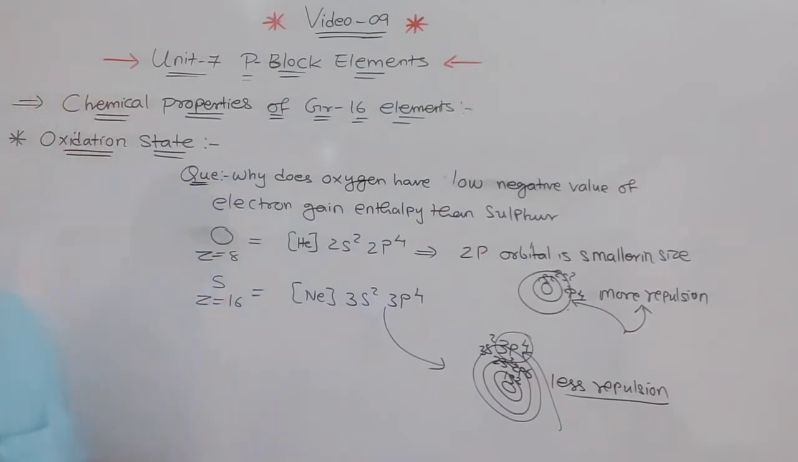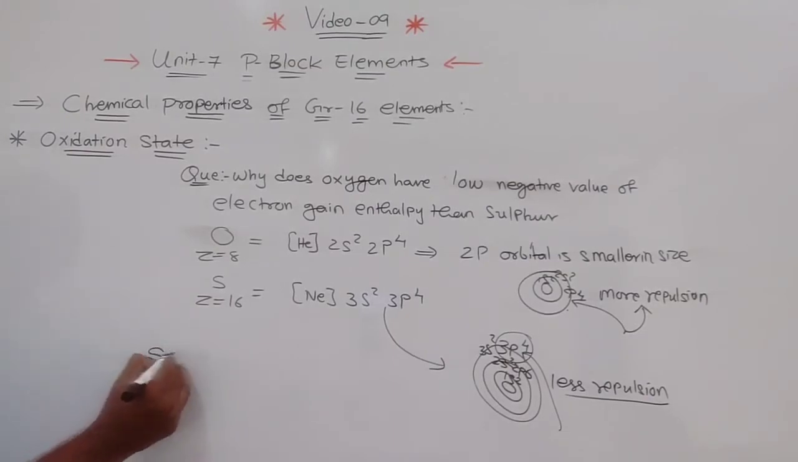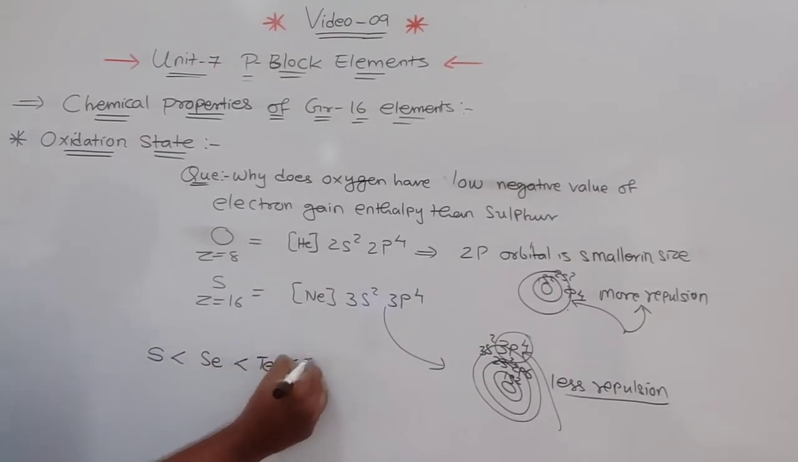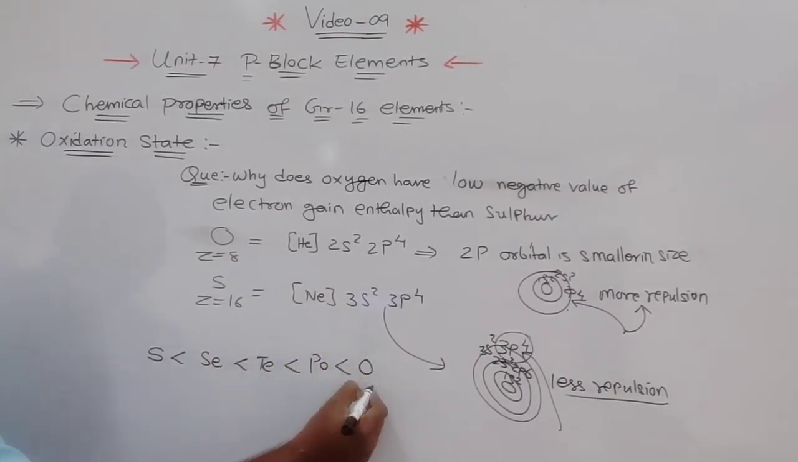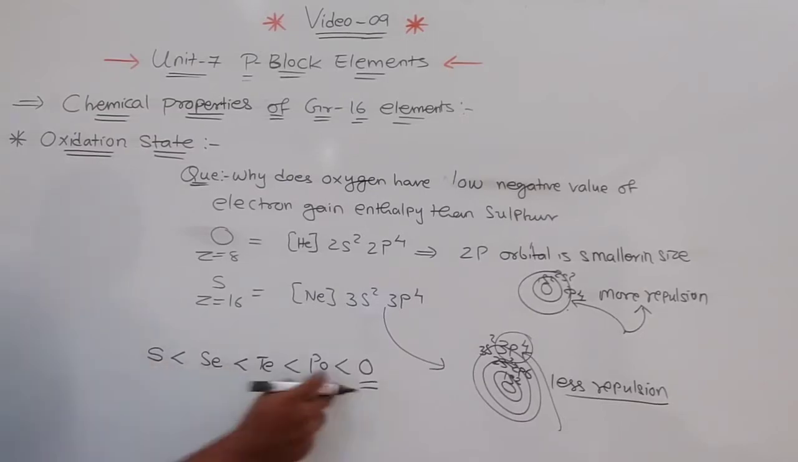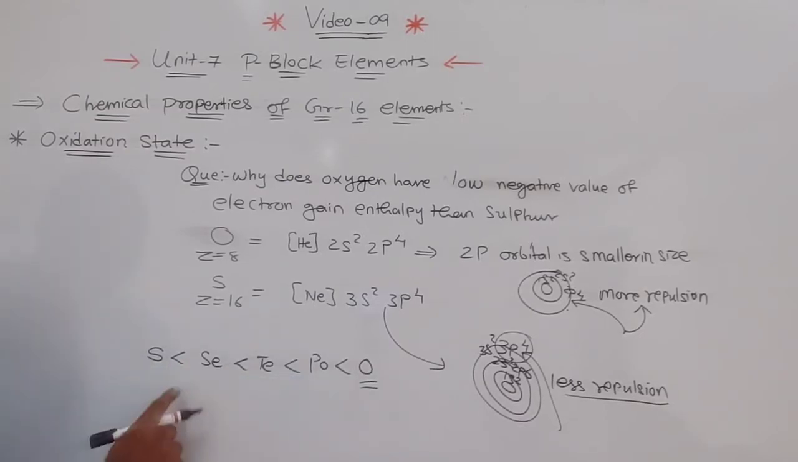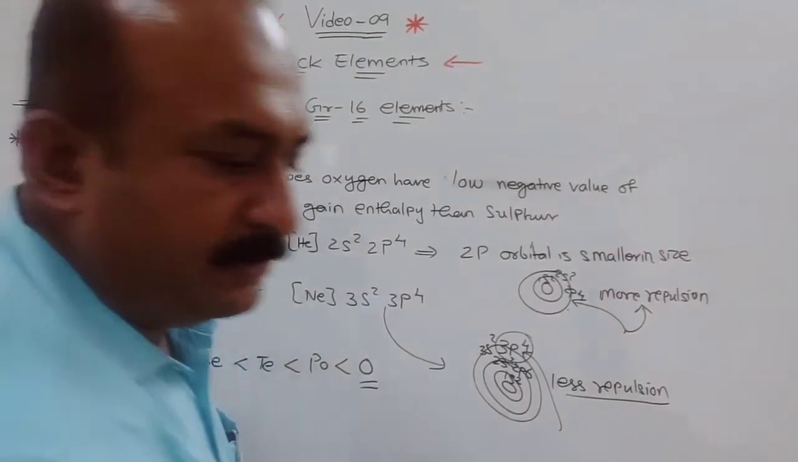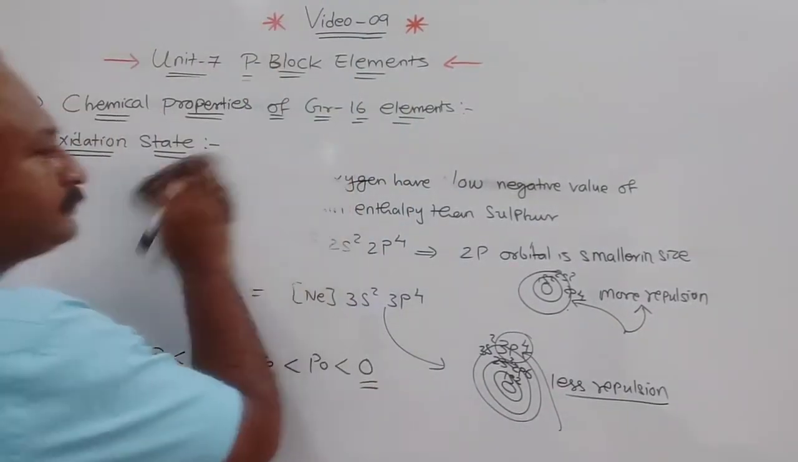Now when we write the order of electron gain enthalpy for group 16, it will be sulfur, less than selenium, less than tellurium, less than polonium, and less than oxygen. Oxygen will come at the last in the order. Sulfur has less compared to oxygen. You can see the values of electron gain enthalpy that I have already written in our previous video, but you can go through them.